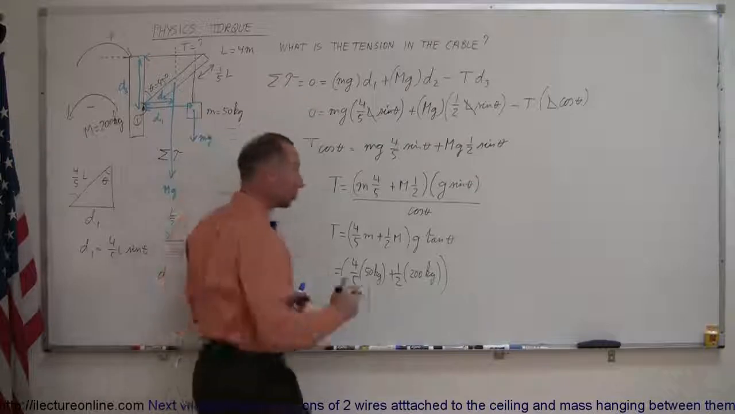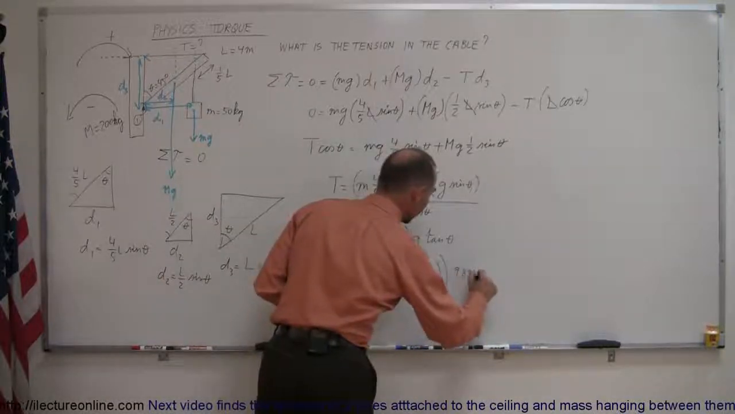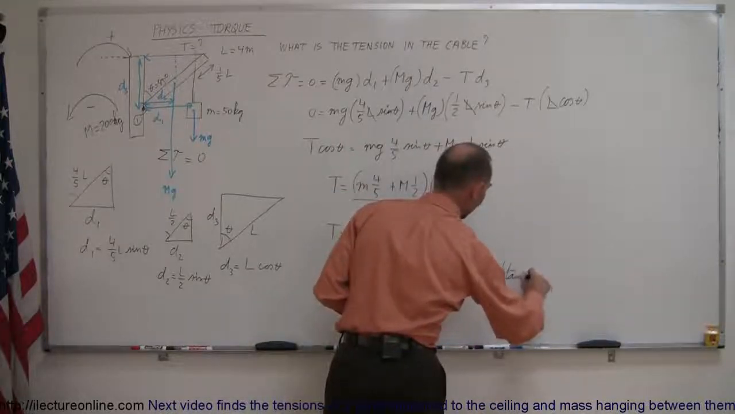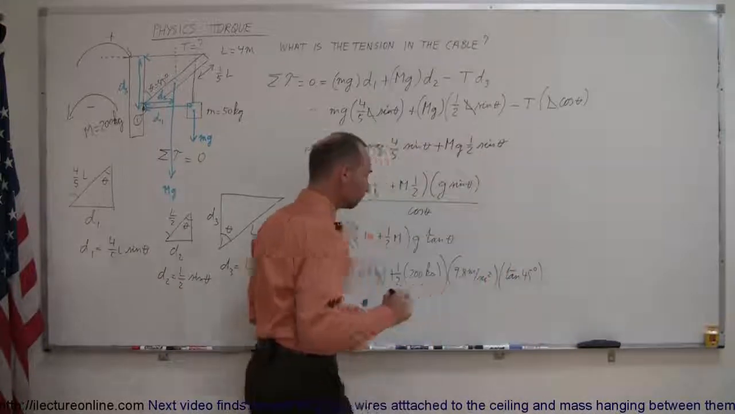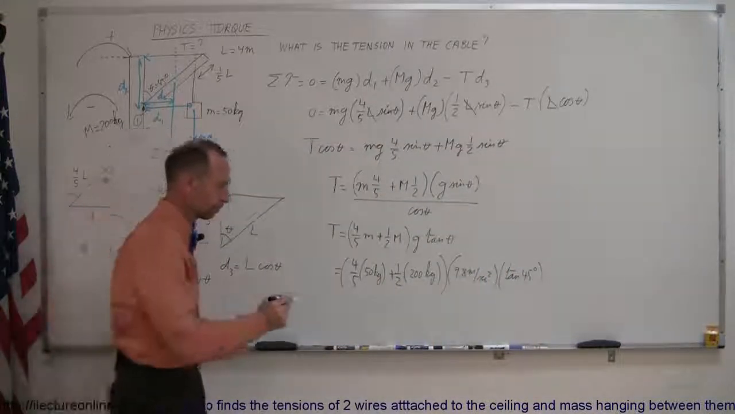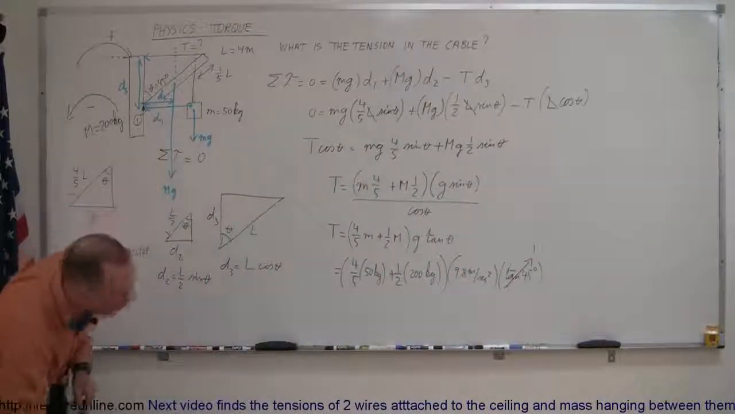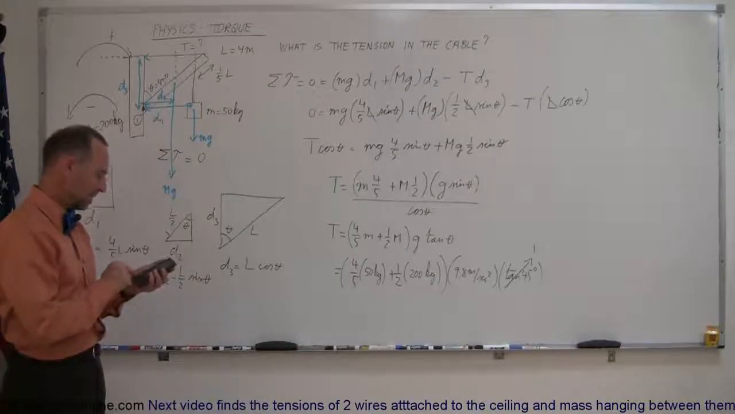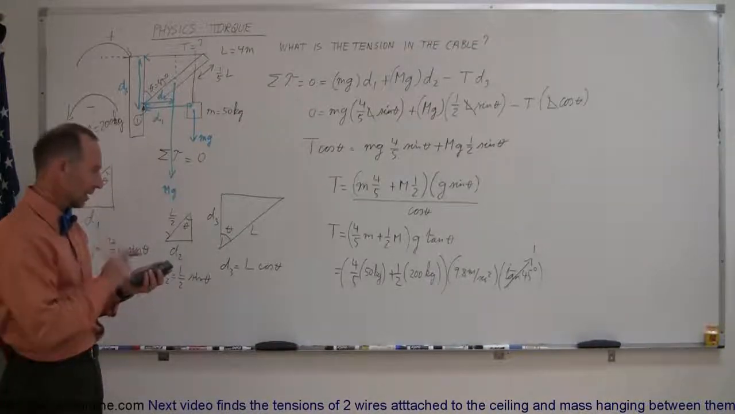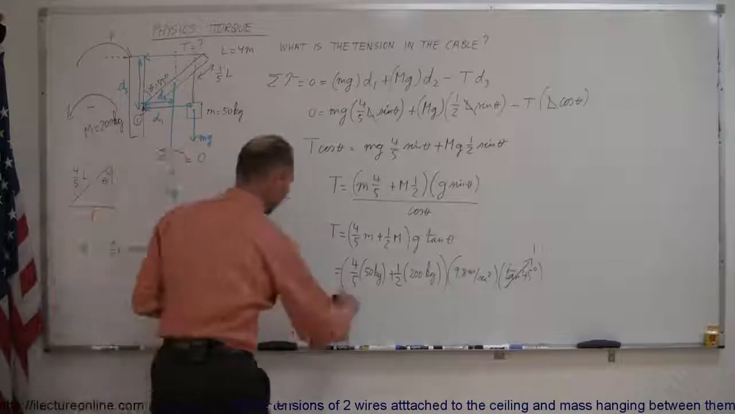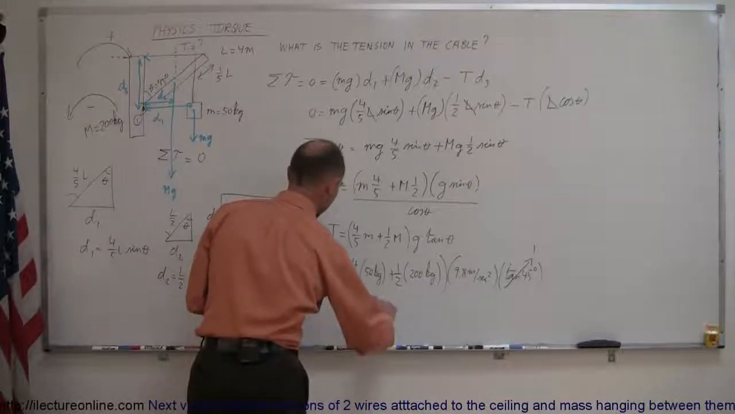Now we multiply that times g, which is 9.8 meters per second squared. And then I multiply this times the tangent of 45 degrees. And the tangent of 45 degrees is equal to 1. So now we need a calculator to figure out what those are equal to. Okay, so we have 50 times 4 divided by 5. Add that to half of 200, which is plus 100. And multiply that times 9.8. And multiply it times 1. And so it turns out that the tension in that cable is equal to 1,372 newtons.